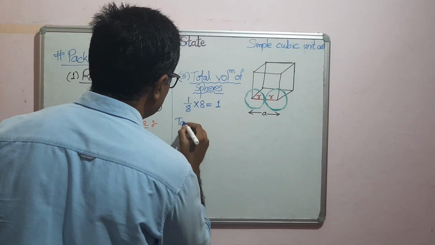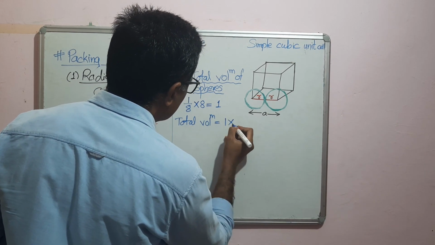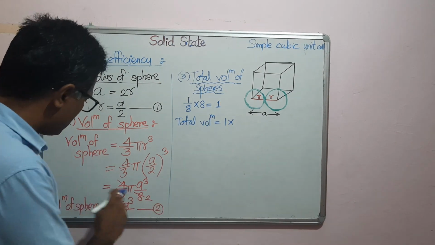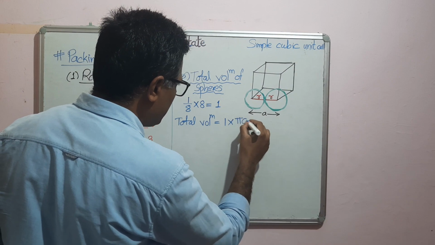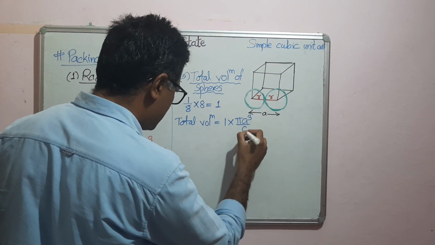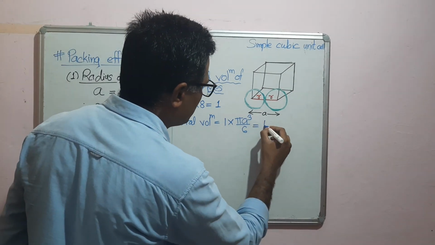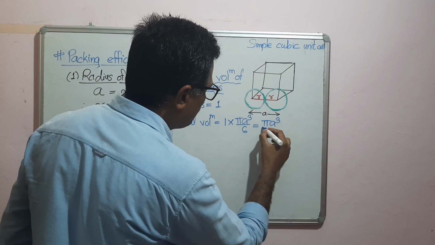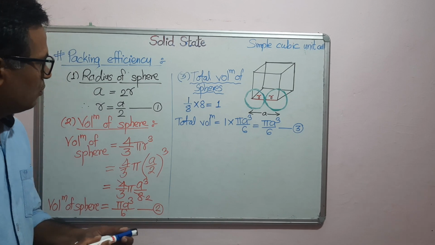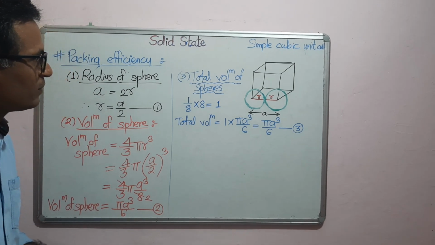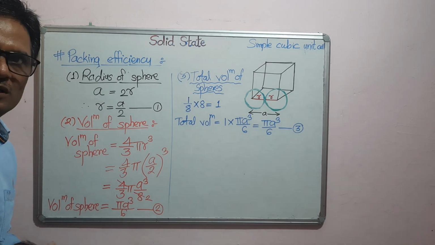the total number of spheres is equal to 1. And what is the volume of one particle or one sphere? That is pi a cube upon 6. So this is the volume of one sphere, so 1 into this, which is nothing but pi a cube upon 6. So this is step number 3, that is the total volume of the sphere.